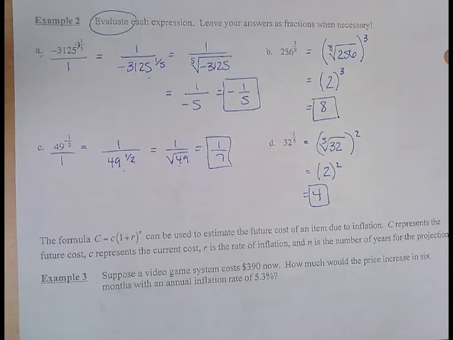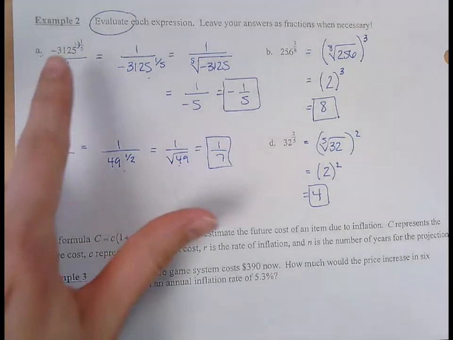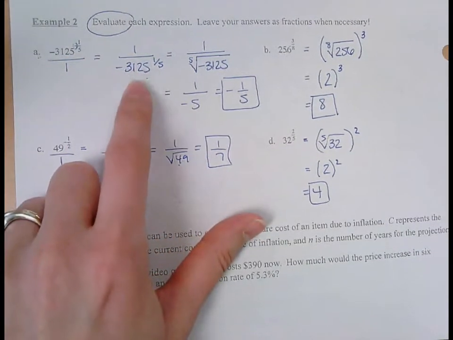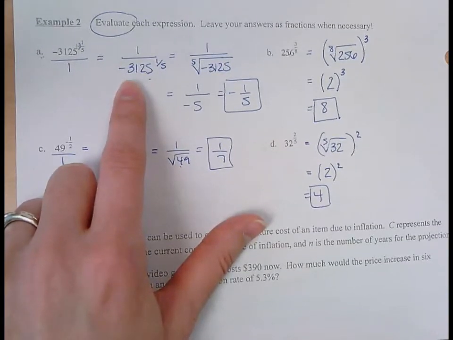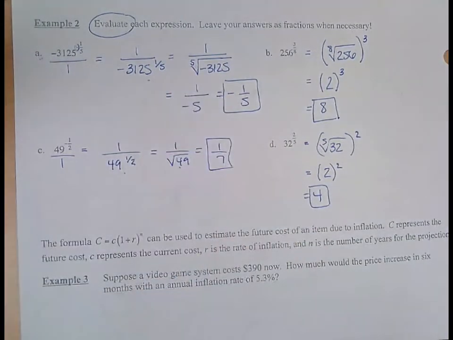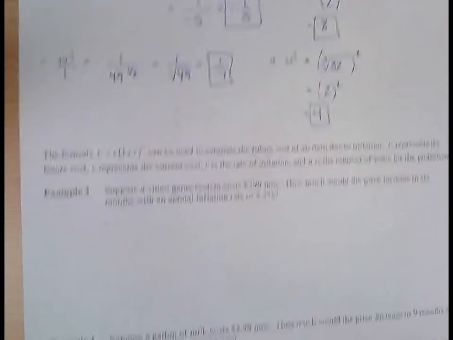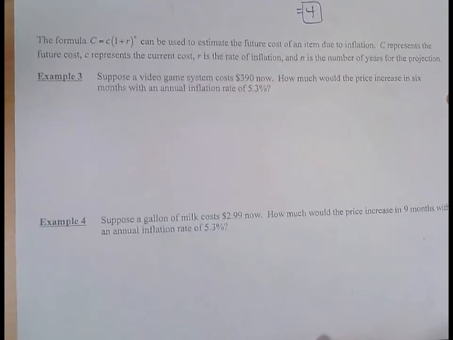Does that clear it up, Lily, why A is negative and C is positive? Okay. It's because the base for A was negative. That's why it stayed negative. I guess. Okay. Well, with the practice, if you still have questions, let me know.